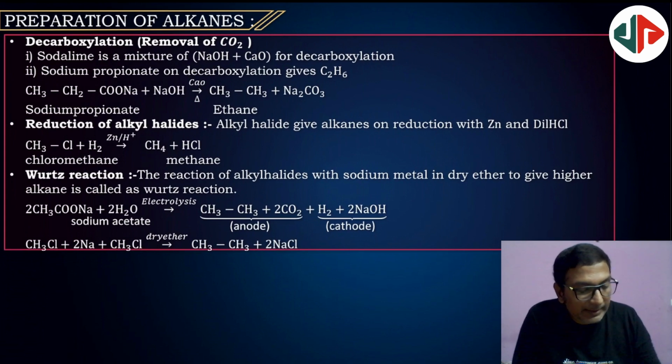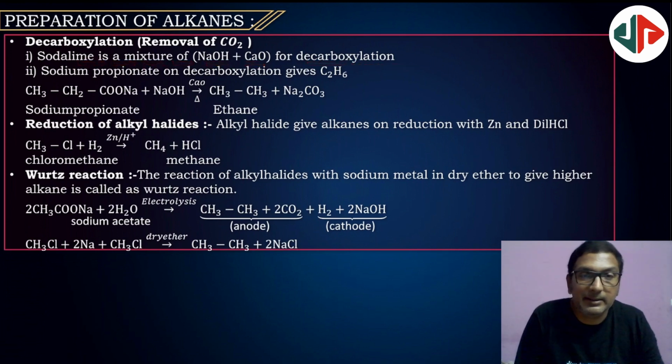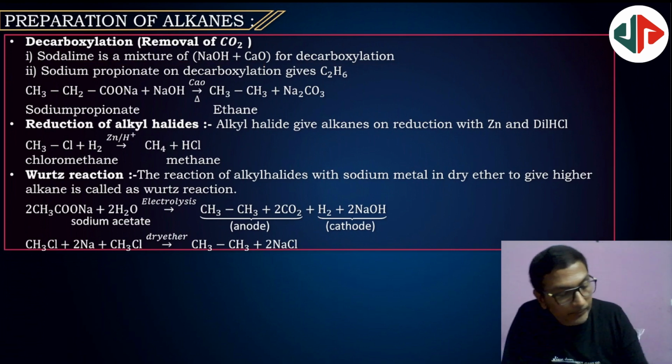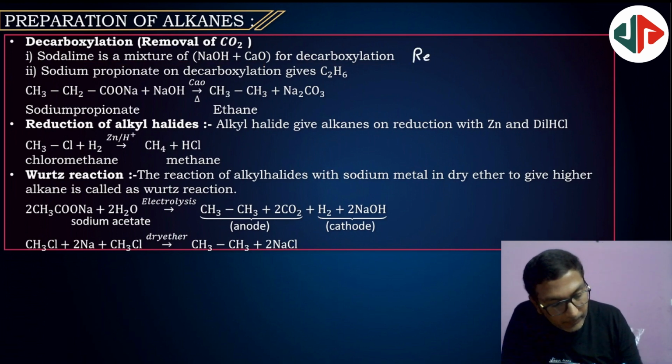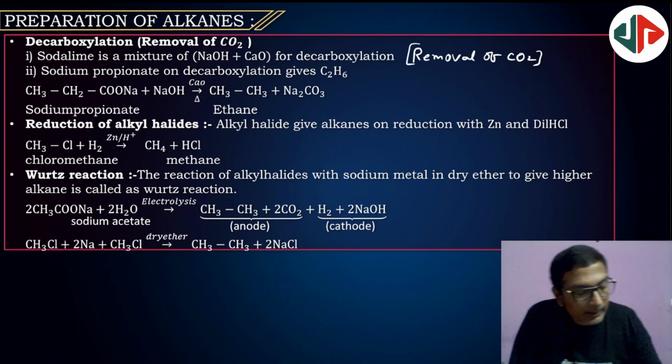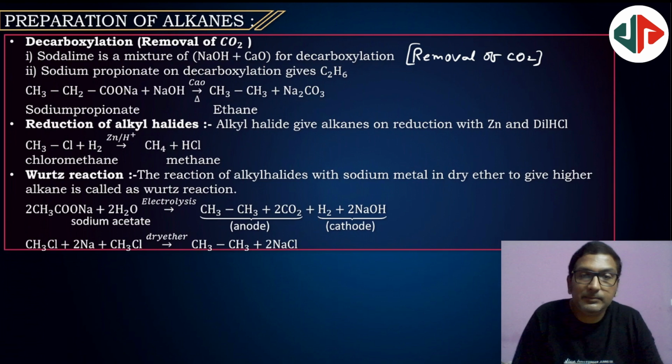So soda lime mixture. First one, soda lime, NaOH plus CaO, used for decarboxylation. That means removal of CO2. So here example is given. Sodium propionate on decarboxylation gives ethane with loss of one carbon atom. CO2 will be removed.